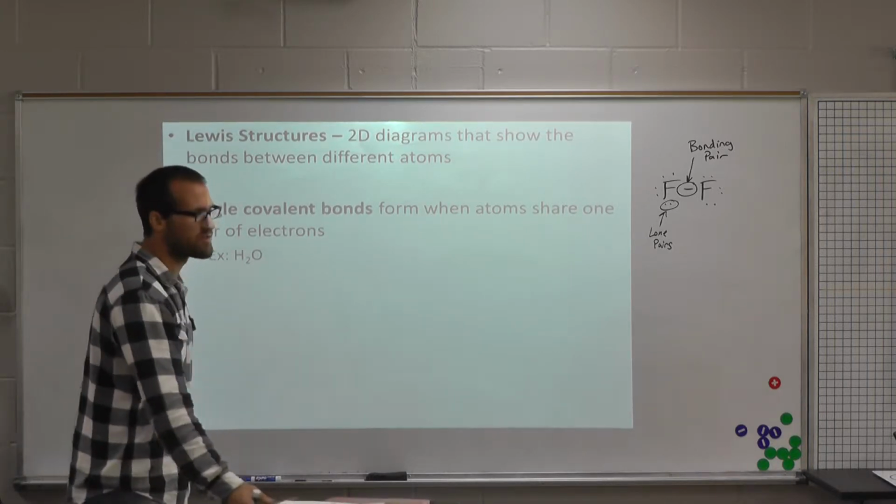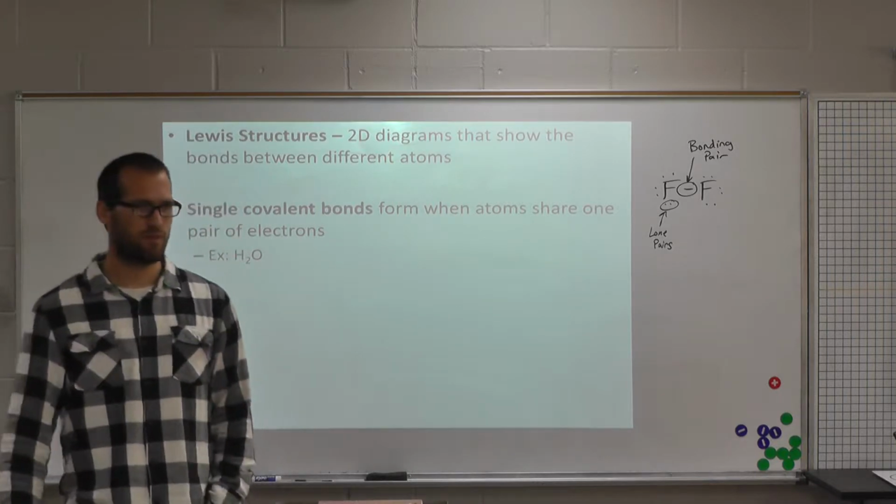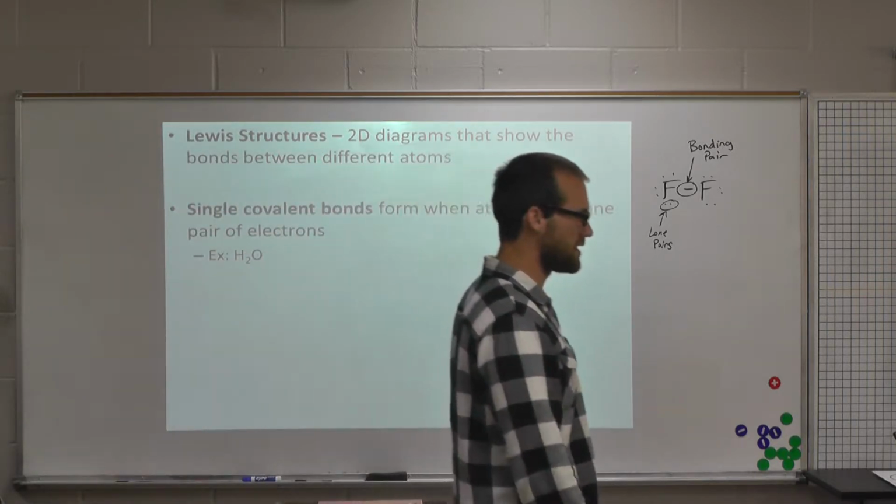Okay, so you guys remember when we did electron dot notation? Yeah. What do the dots represent? Valence electrons. Okay?